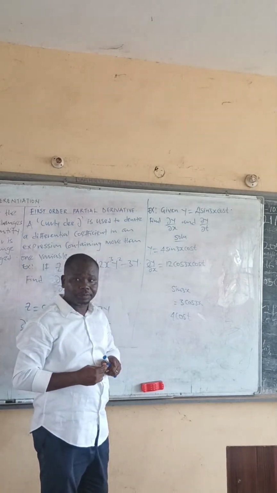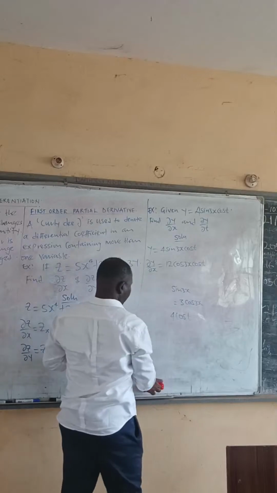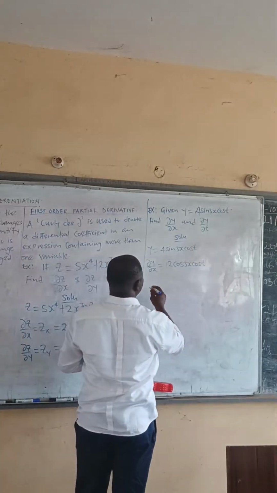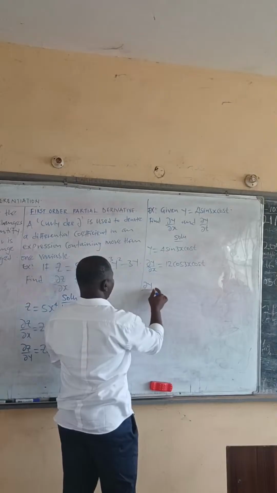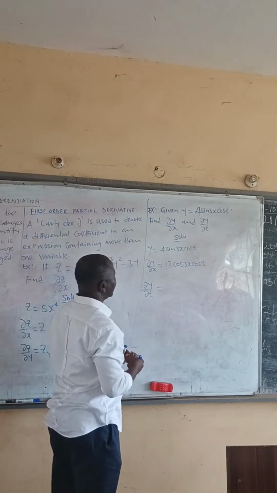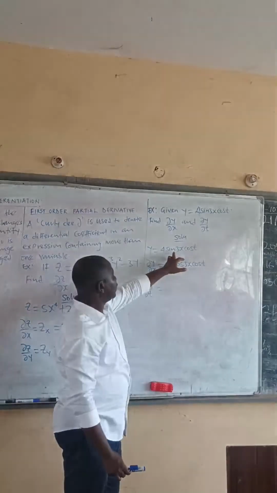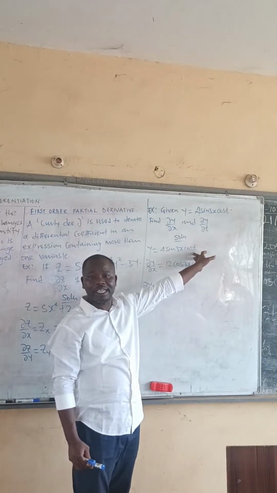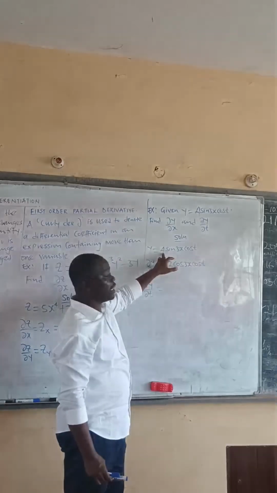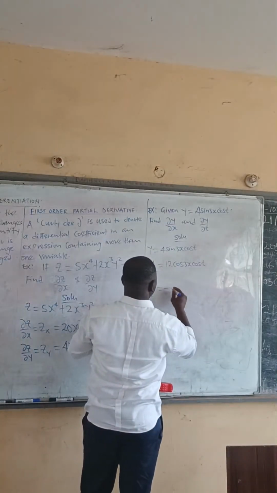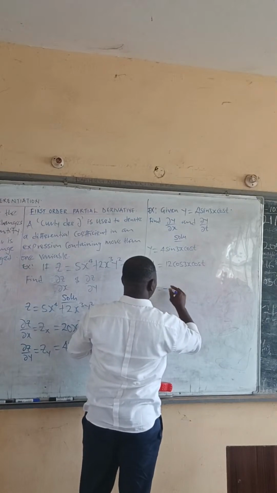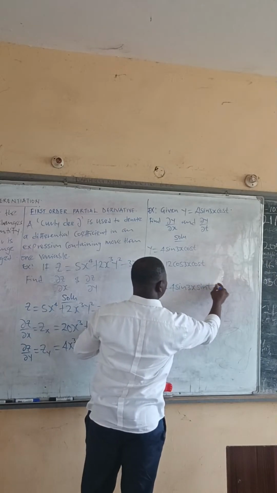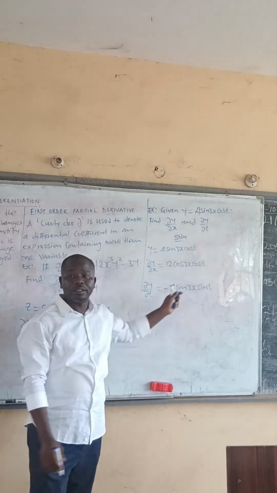You agree with me? Then the second one is partial y all over partial t. It means 4 and sin 3x are constant. So if you differentiate cos t, what are you supposed to have? Minus sin t. So use it to multiply this. So you are going to have minus 4 sin 3x sin t. So this is the answer.